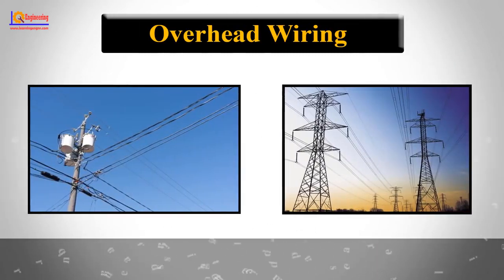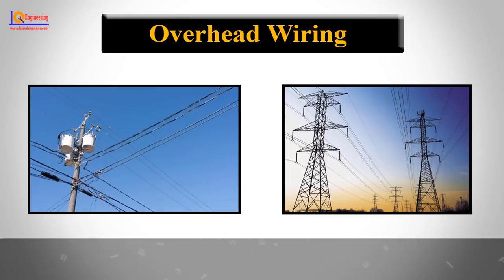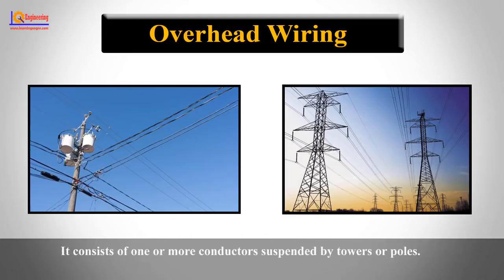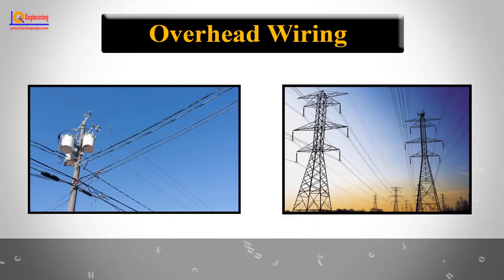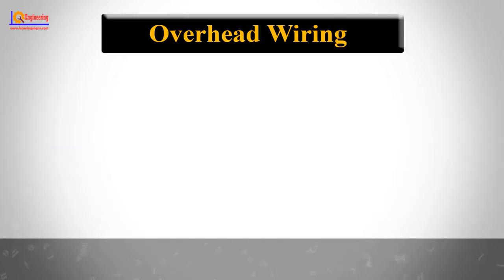Overhead wiring. An overhead wiring or overhead power line is a structure used in electric power transmission and distribution to transmit electrical energy over large distances. It consists of one or more conductors suspended by towers or poles. Since most of the insulation is provided by air, overhead power lines are generally the lowest cost method of power transmission for large quantities of electric energy.